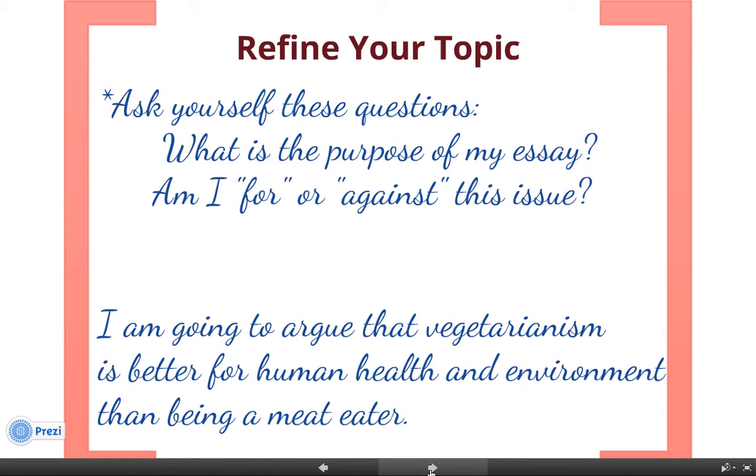Step 2 is still pretty simple. You're going to refine your topic. So ask yourself some of these questions. What's the whole purpose of my essay? Ask yourself, am I for or am I against this issue? So look at the sample I have down below for vegetarianism. I am going to argue that vegetarianism is better for human health and the environment than being a meat eater.